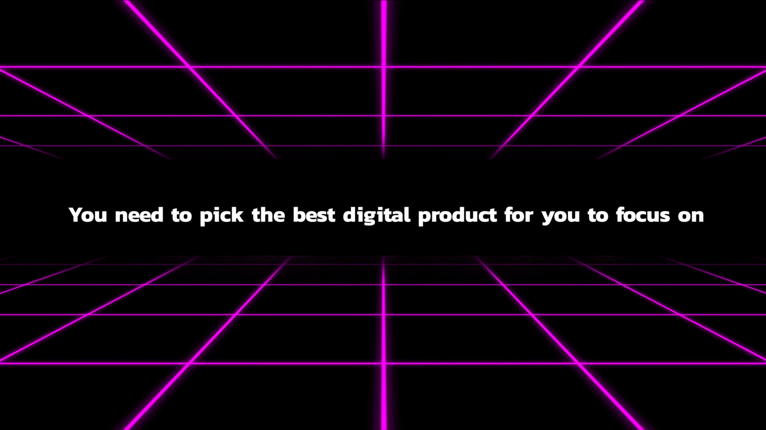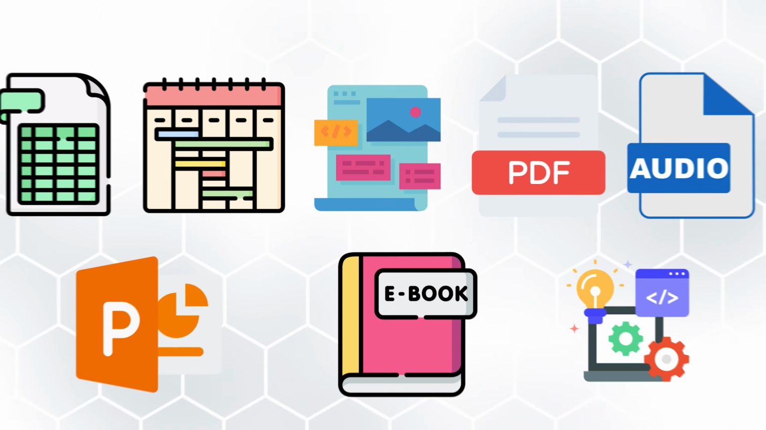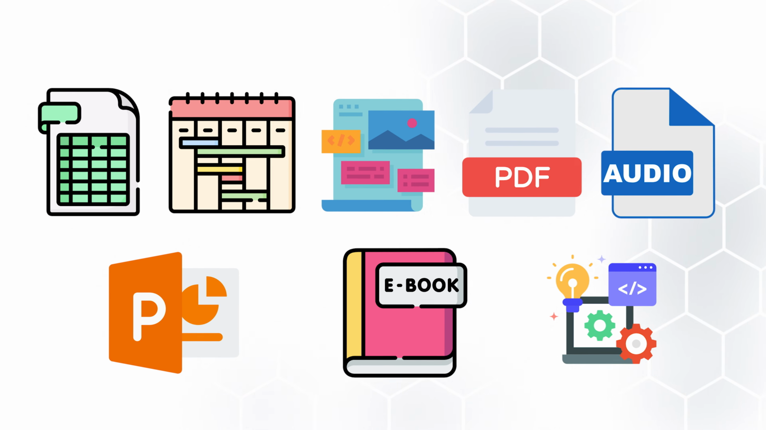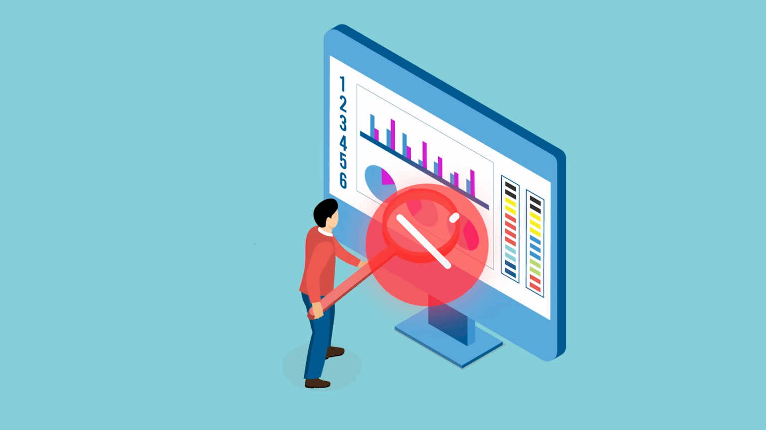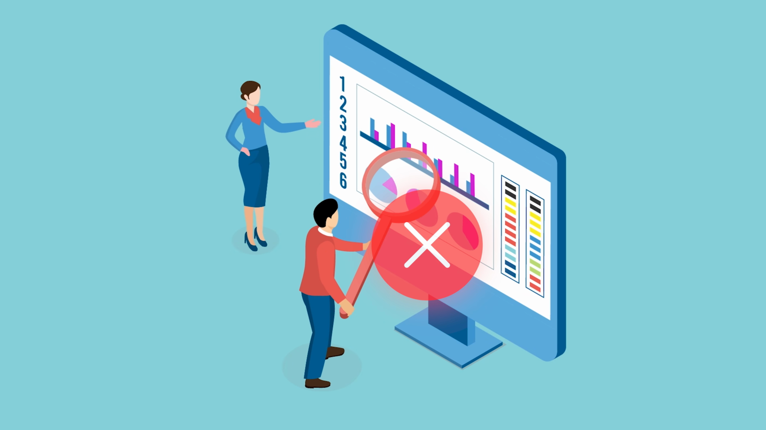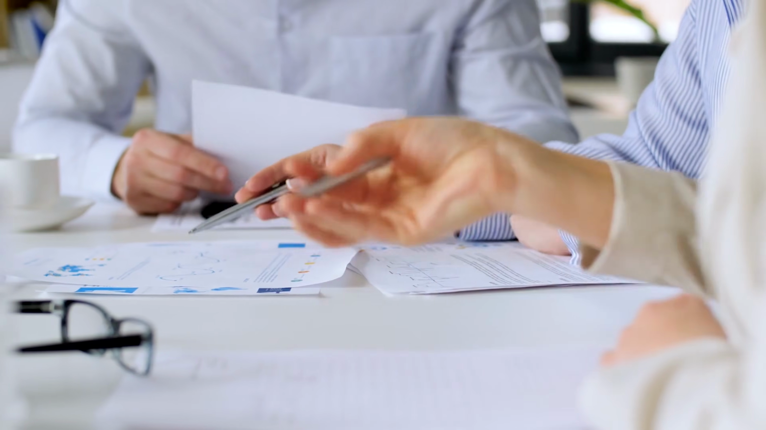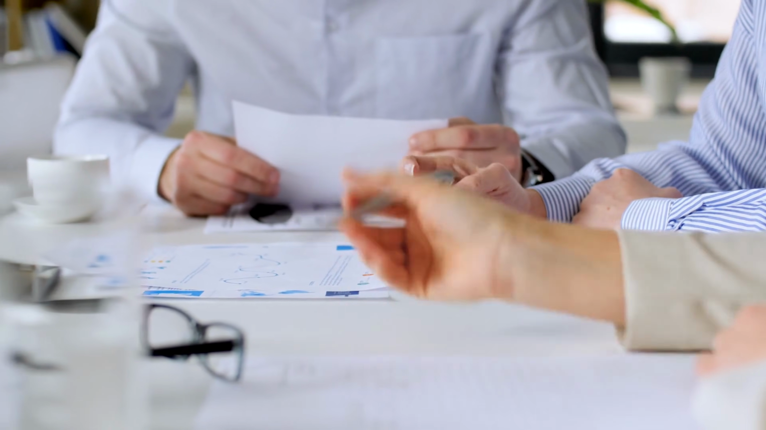But this actually now brings me on to one of the first official steps that you need to take, which is that you need to pick the best digital product for you to focus on. Now, one thing that a lot of beginners don't realize is that there's different types of digital products out there. And the mistake that so many people make is that they don't do the right research when it comes to understanding the foundation of which digital product is going to be best for them in the situation that they're in.